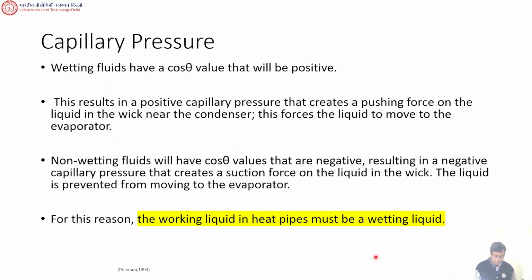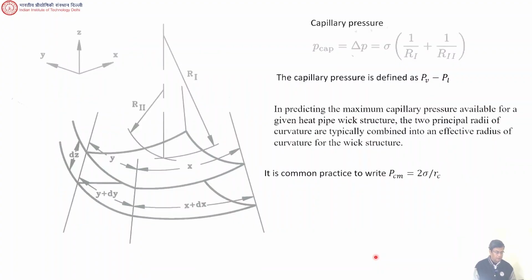All right, and capillary pressure, this is the delta P, which is P vapor minus P liquid, can also be written as sigma times 1 over R1 plus 1 over R2, where R1 and R2 are the principal radii of curvature. This is for a general surface.